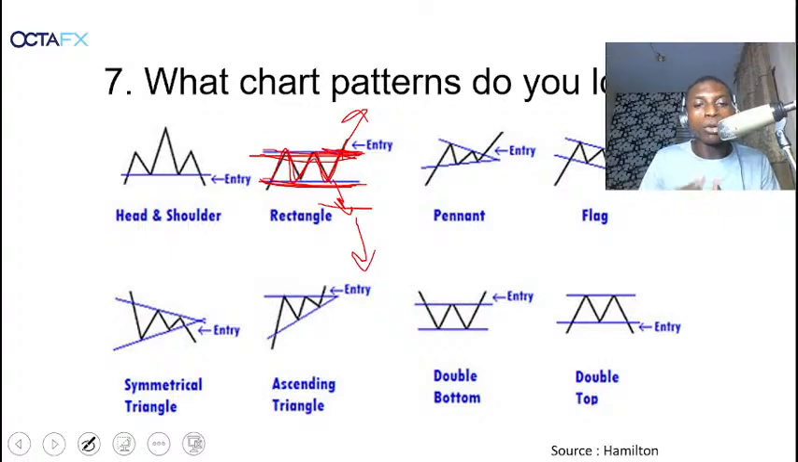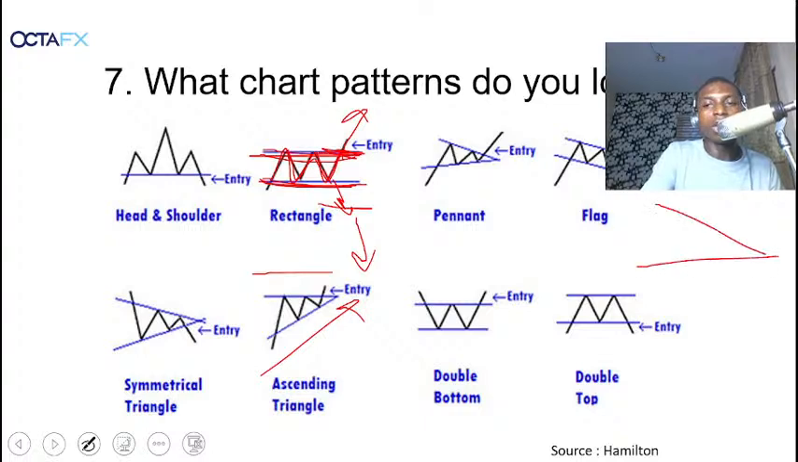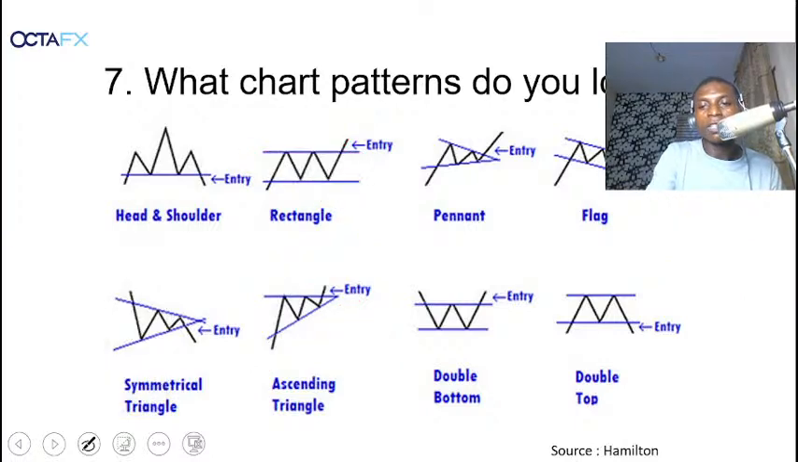So personally, I want to spot an ascending triangle, right? I also want to spot a descending triangle, where I can short the market from here. Or I spot an ascending triangle, where I can buy at this level, right? So you can pick yours.